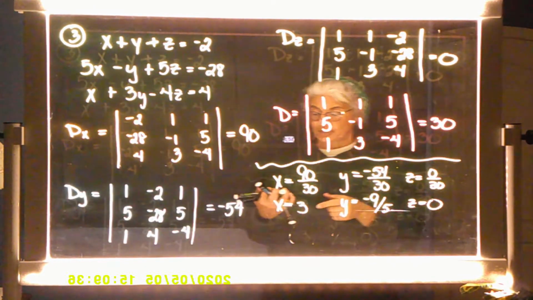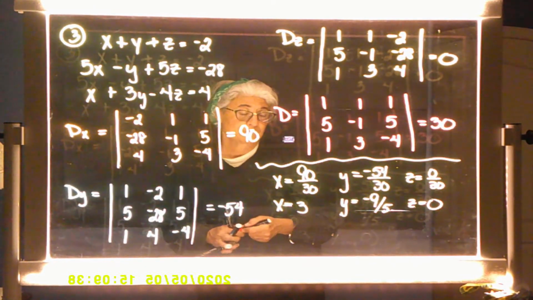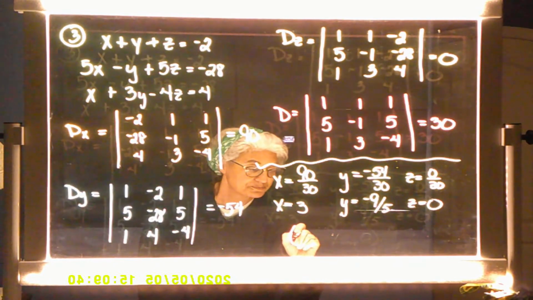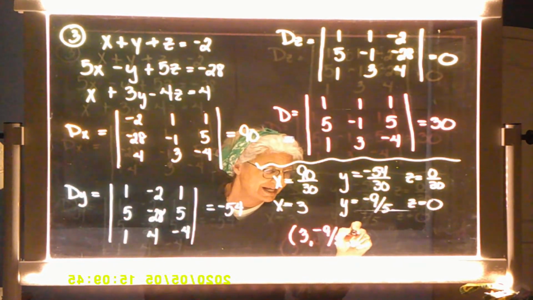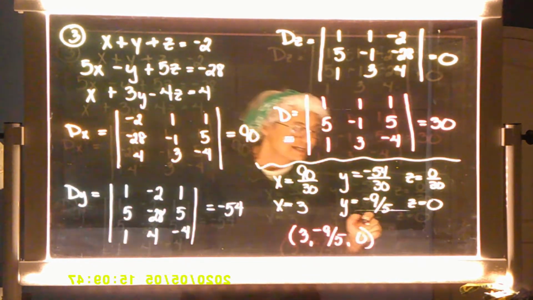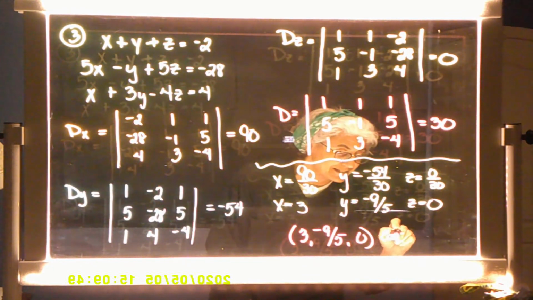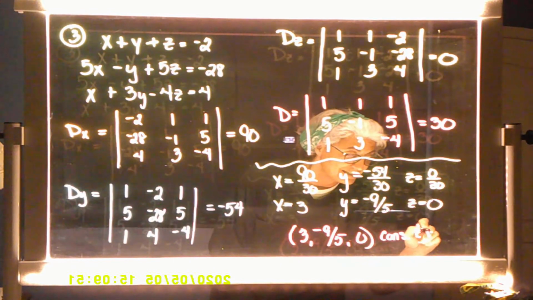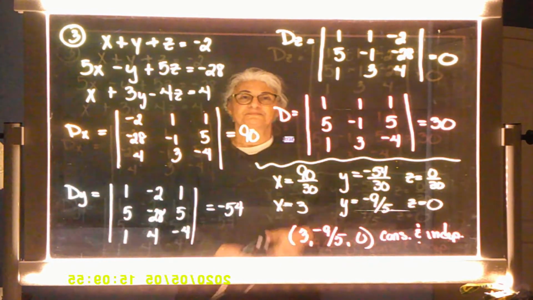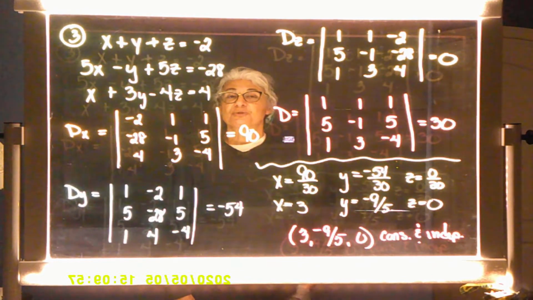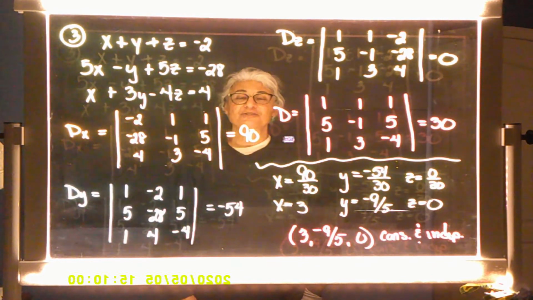So your ordered triple will be 3, negative 9 over 5, and 0. This system is a consistent system, and it's an independent system. Cool? Y'all with me? Okay, so we have some applications we're going to work on, so hang in there.